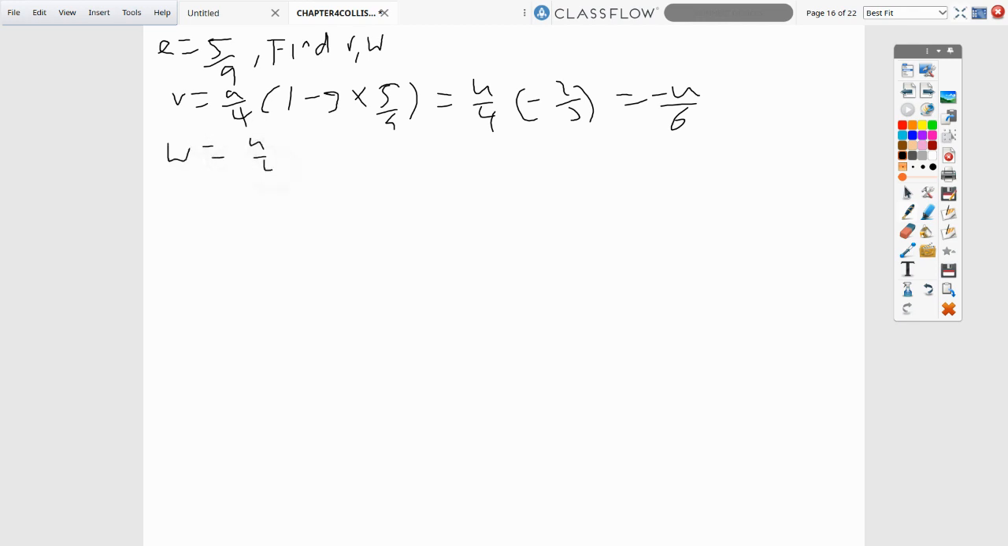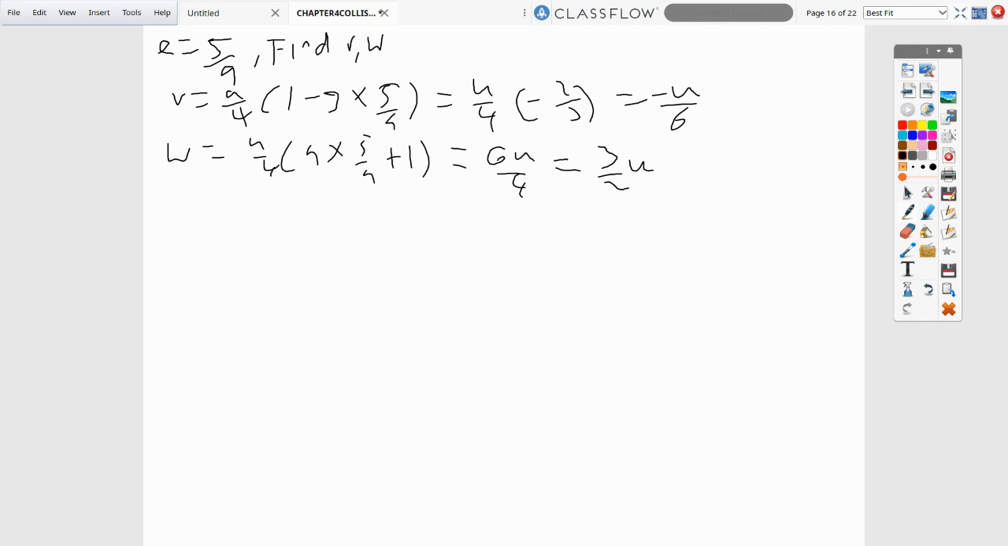For W, however, that's U over 4 times 9E plus 1. Well, that's going to be nice because the 9s cancel. That's what we had. Which is just, well, 5 plus 1, 6U over 4. Which can be simplified, of course, to 3 halves U if you want.